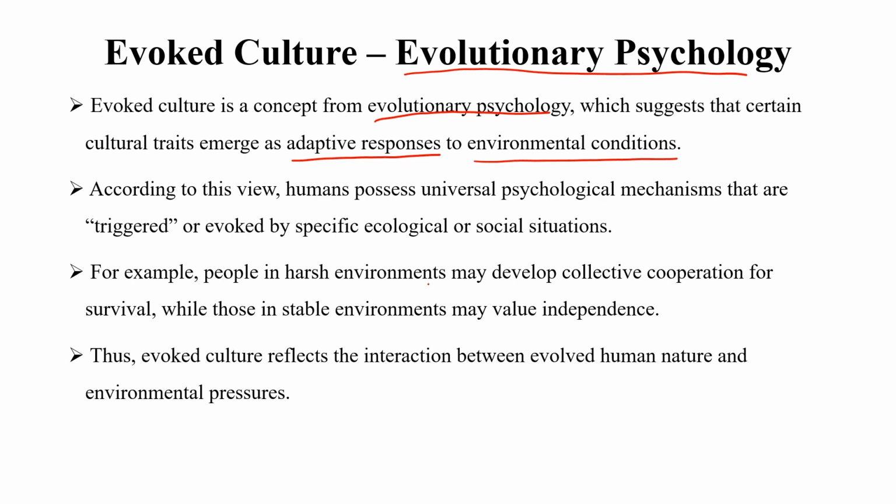According to this view, humans possess some universal psychological mechanisms that are triggered or evoked by specific ecological or social situations. So here is where evoked culture comes into the picture. For example, let's imagine people in harsh environments may develop collective cooperation for survival, while those in stable environments may value independence. Thus, evoked culture reflects the interaction between evolved human nature and environmental processes.